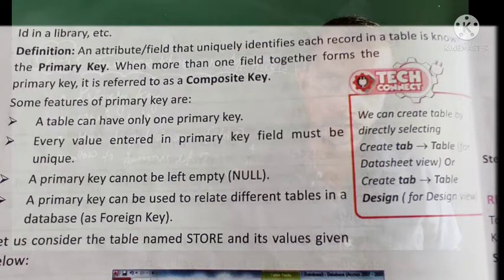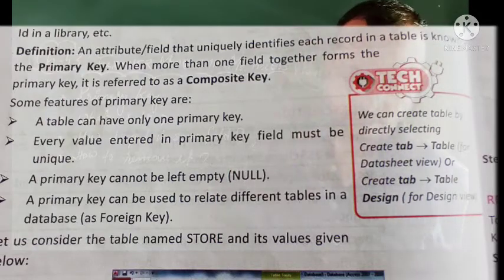When more than one field together forms primary key, it is referred to as composite key. Suppose only one primary key, just primary key. Suppose more than one is given, then it will be composite key. Okay. Now some of the features of primary keys are: number one feature, a table can have only one primary key.